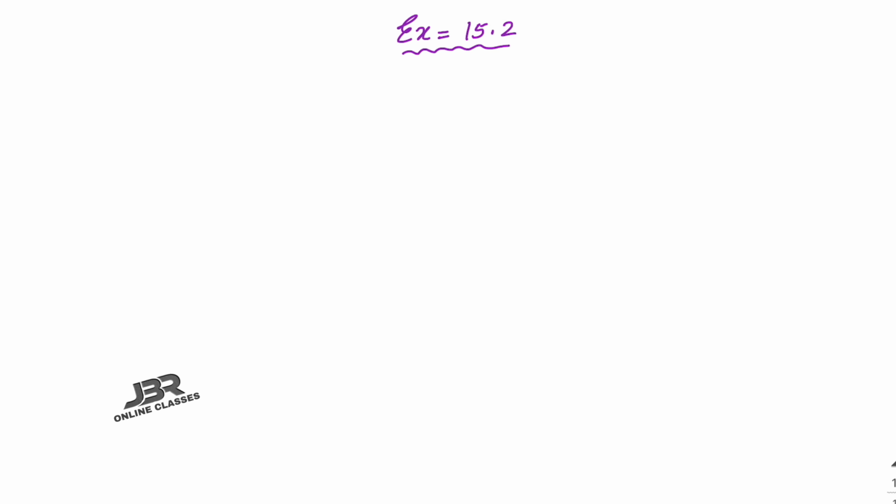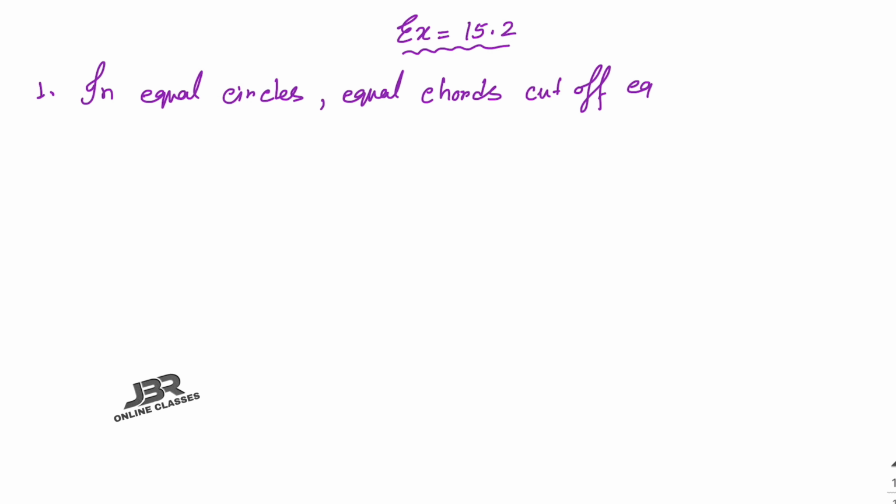So the first property, property number 1: in equal circles, that means two circles with the same radius, equal chords cut off equal arcs. I repeat, in equal circles, equal chords cut off equal arcs.